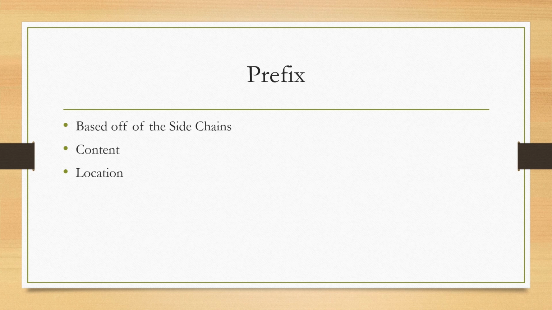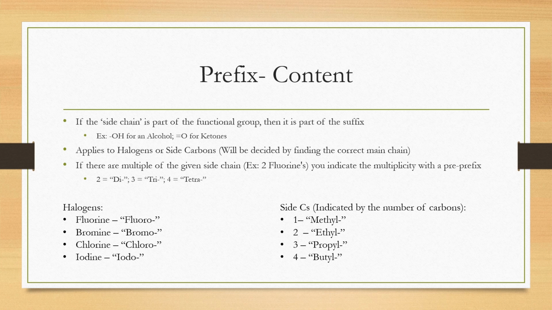The prefix is based off of the side chains and contains 2 parts: the actual content of the chain and the location of the side chain on the main chain itself. The location is typically a sort of pre-prefix for the overall name. Regarding content, a side chain is either a halogen, some sort of carbon-based chain, or in the case of an OH being present alongside another functional group, a hydroxyl. Below, the prefixes for various situations are listed. If there are multiple of a given chain, di, tri, or tetra is used to indicate that multiplicity.